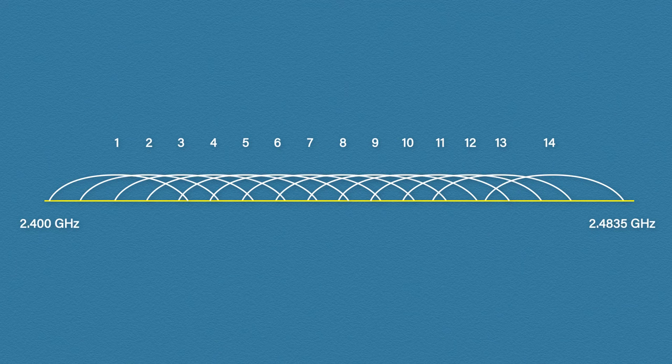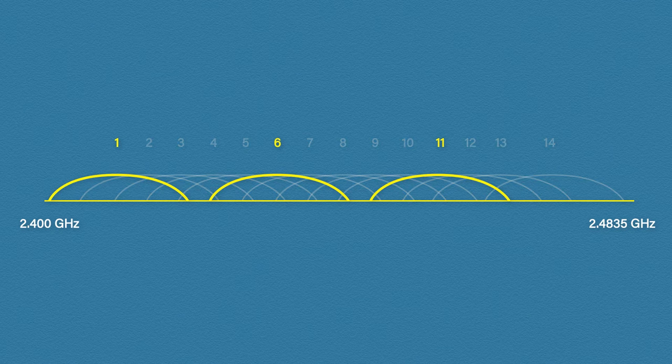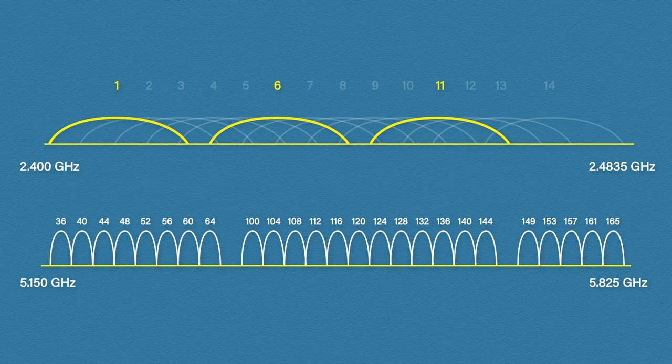The 2.4 GHz band has 14 channels. However, a lot of these overlap, which can cause interference. So instead, it is recommended to use channels 1, 6, and 11 to avoid any problems. This is because these channels do not overlap with each other, minimizing any interference. The 5 GHz band, as we can see here, does not have the issue of overlapping channels.